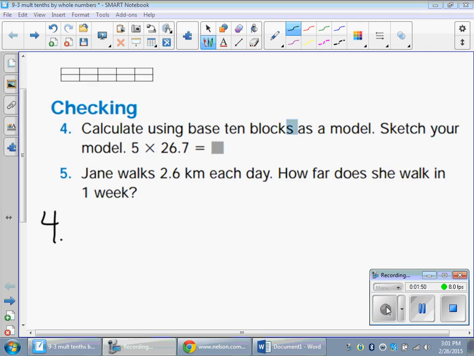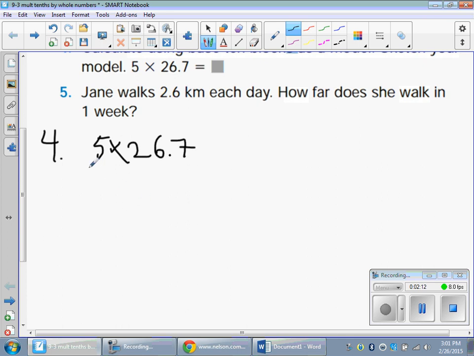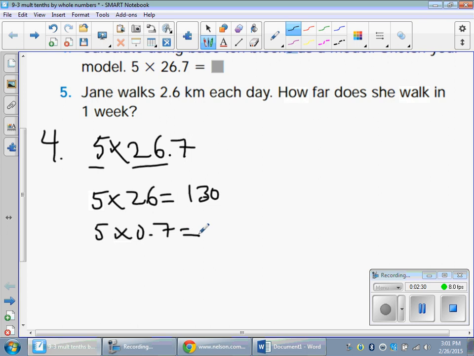Our first question we'll complete is from the homework, section 9.3, number 4. The question asks, calculate using base 10 blocks as a model. Sketch your model. And the question is 5 times 26.7. We have multiple ways of being able to show this. However, one way that we can show this is by starting off with the 5 times 26 and using this any which way we want to complete gives us the 130. That leaves us now with 5 times 0.7. And that's what we're searching for.